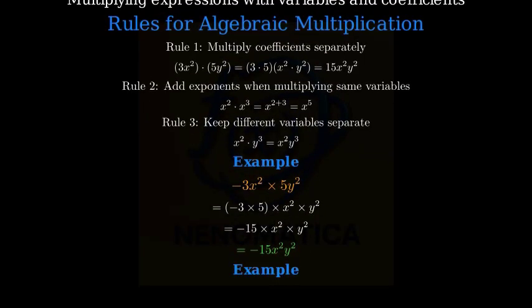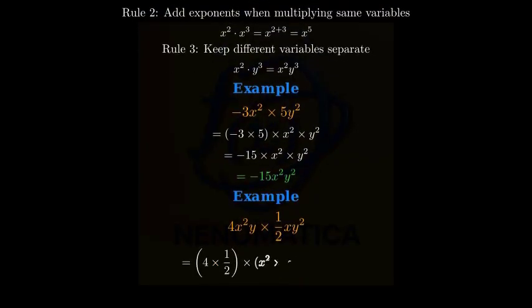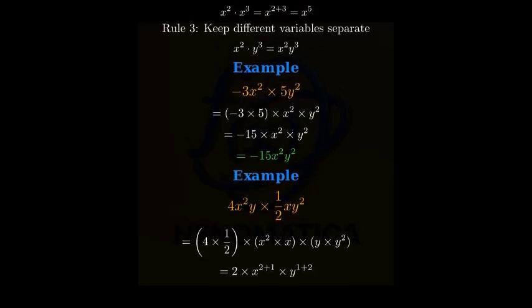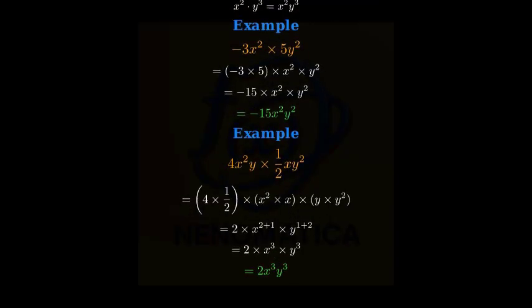Let's try another example. Here we need to simplify 4x squared, y times 1/2 xy squared. First, we'll multiply the coefficients. 4 times 1/2 equals 2. For the variables, we group them by type. For x, we have x squared from the first term and x from the second term. So we get x to the power 2 plus 1, which equals x cubed. For y, we have y from the first term and y squared from the second term. So we get y to the power 1 plus 2, which equals y cubed. Therefore, our final answer is 2x cubed, y cubed.